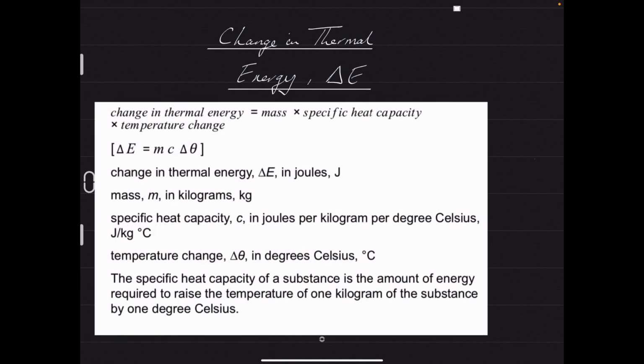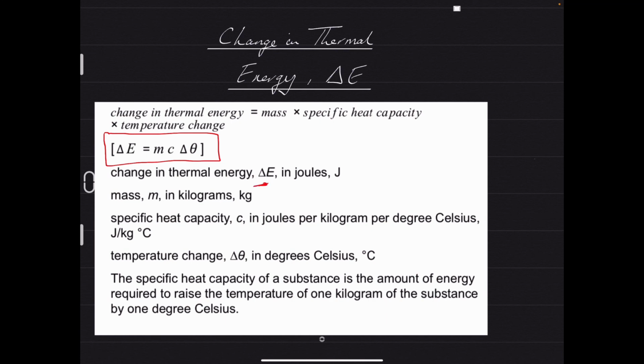So here we have the word equation for change in thermal energy. And as you can see, it's mass times specific heat capacity multiplied by the temperature change. And we represent all of this by this equation here. This is the simplest way to represent that equation. And the triangle before the capital E simply means change in. So the change in energy is represented as here.